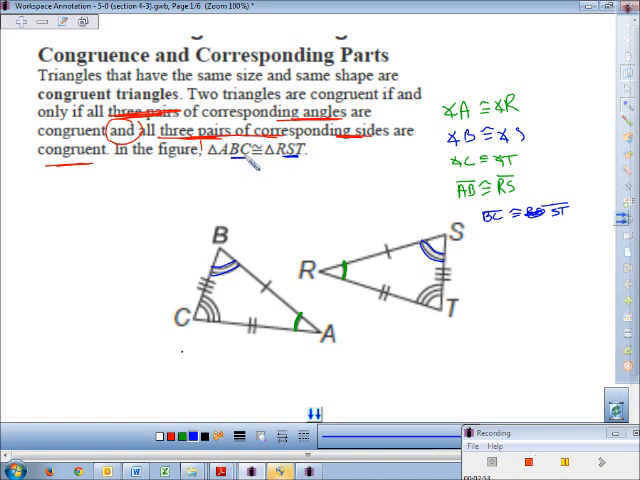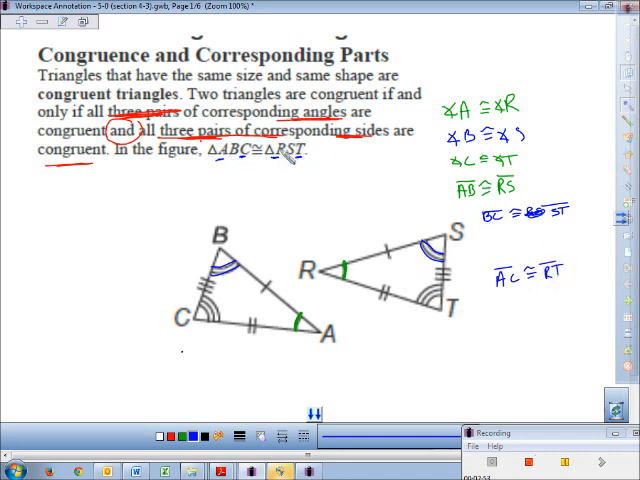Even us perfect people like me make mistakes. So my bad. So the first two went together, the last two went together, and then what you do is you use this statement to do the first one and the last one, right? Segment AC should correspond with segment RT. So segment AC is congruent to segment RT.